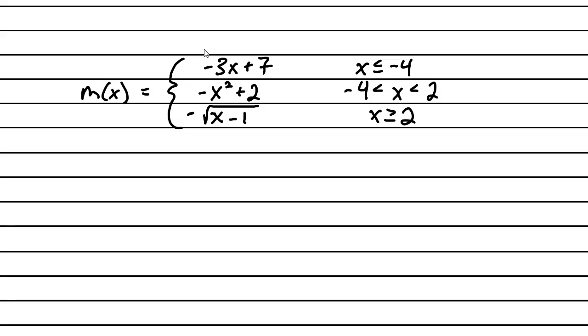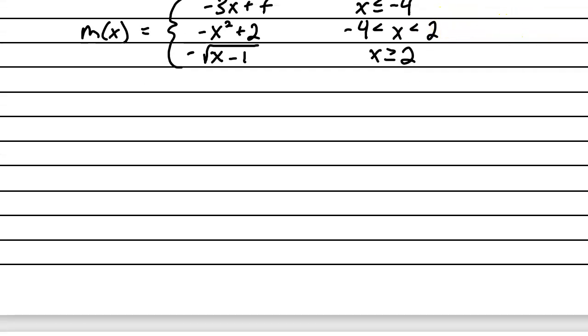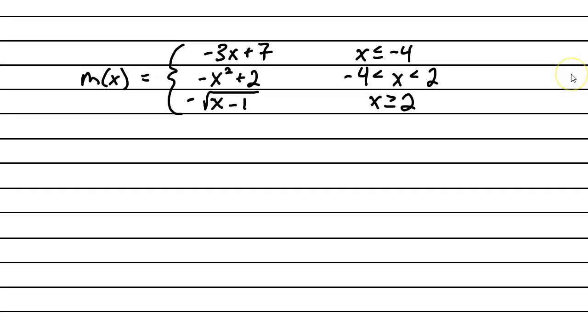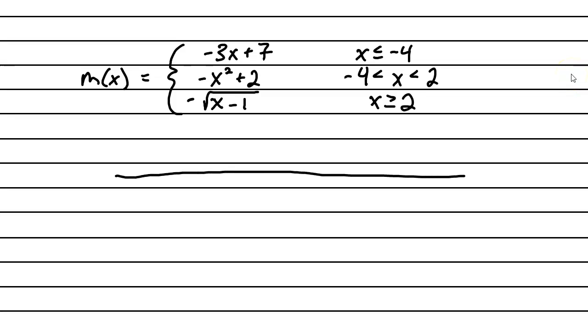So we have these three different parts for a piecewise function. When we want to graph a piecewise function, or even try to look at what a piecewise function is, we want to draw a number line and look at these domain restrictions. So we have a restriction at negative 4 and we have a restriction at 2. So those are our cutoff points.